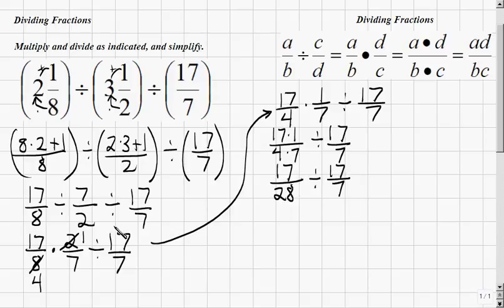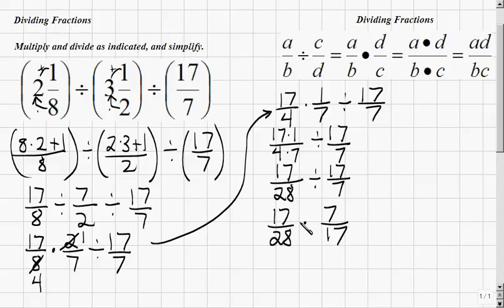Let's repeat this process again for our final remaining fractions. Again, since we're dividing fractions, we'll write the first fraction again, 17 over 28, but invert the second fraction to write it as 7 over 17, and change this to multiplying.